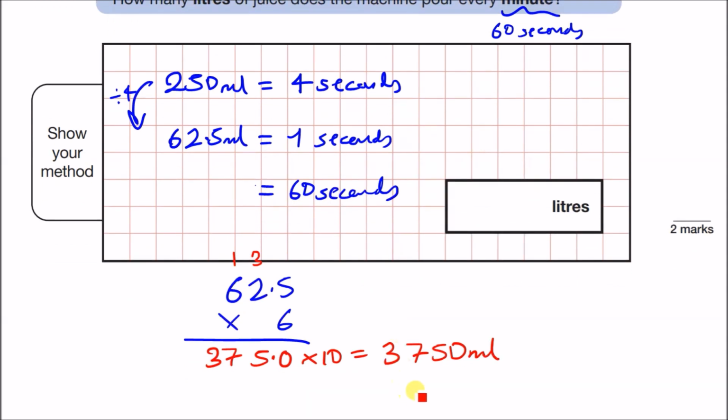And we should know that in a liter, there are 1,000 milliliters. So in other words, if you've got 3,000-something milliliters, you're going to have 3.750 liters, or just 3.75. You don't need to write the 0, but you can if you want.